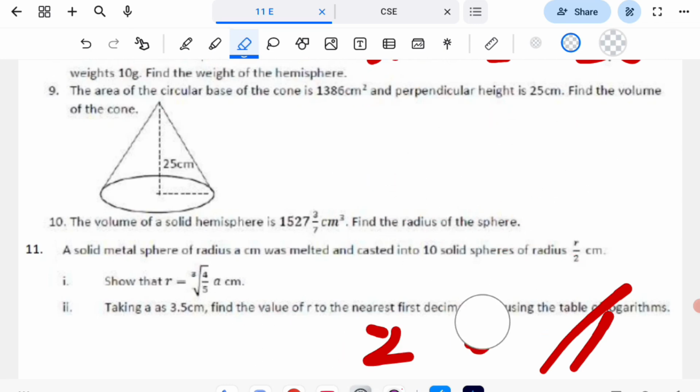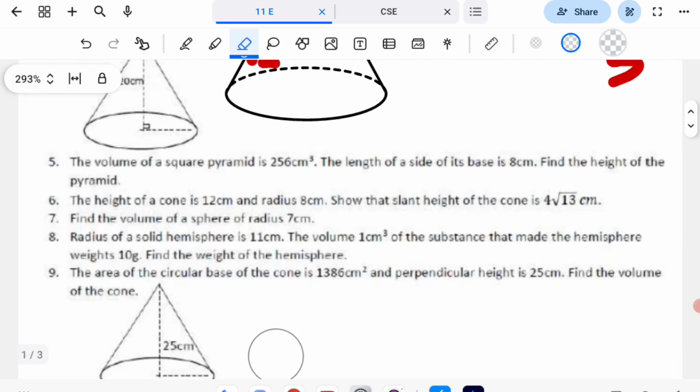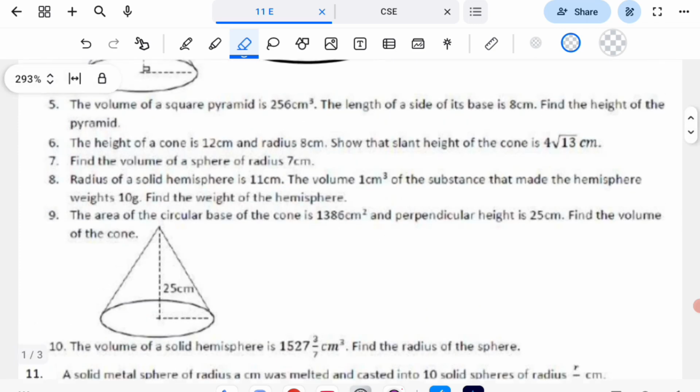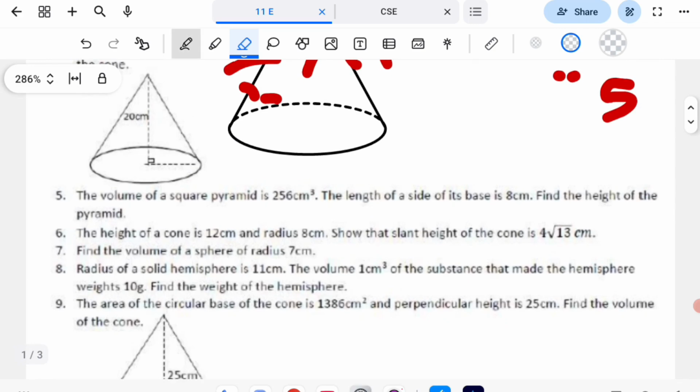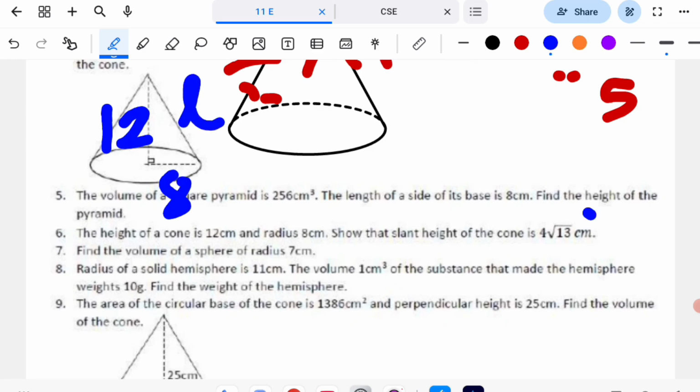The next one. Question number 6. The height of a cone is 12 centimeters and radius 8 centimeters. Show that the slant height of the cone is 4 root 13 centimeters. Again they have given height 12. I will mark it in this diagram. Height 12 and radius 8. We have to find the slant height and show that it is this one.